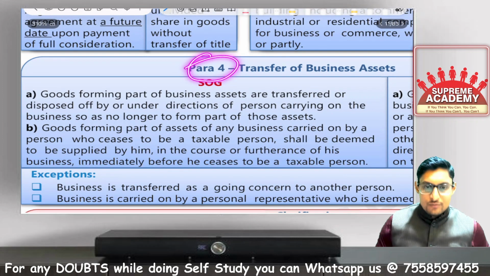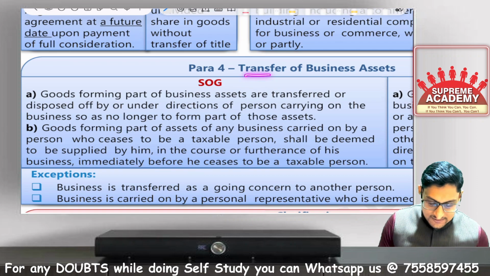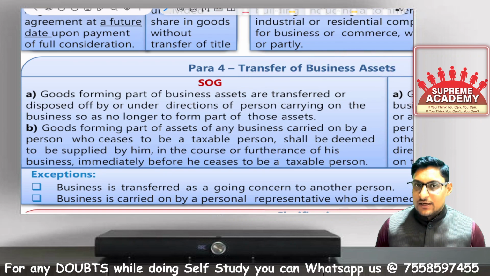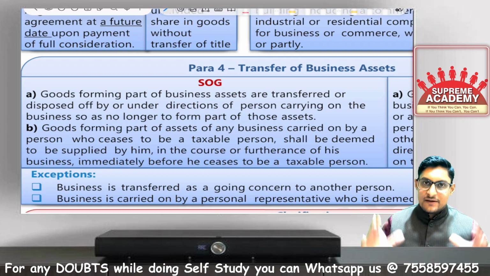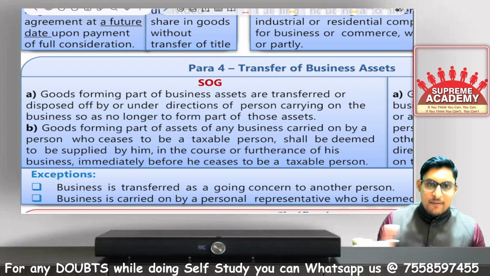Now coming towards para 4, supply of goods or supply of service. Para 4, transfer of business asset. Say for example, you are having a showroom of bikes, and the bikes are being sold on your direction in the same manner you prescribe.